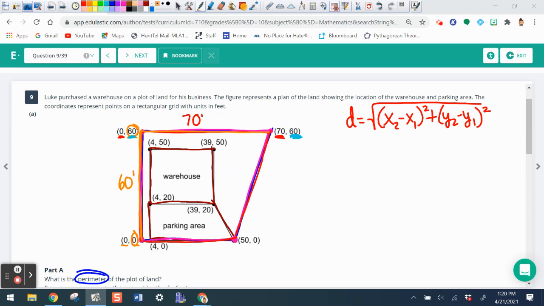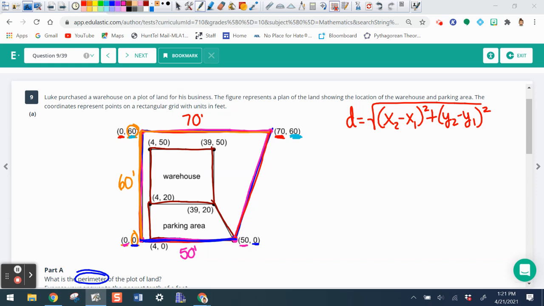Now, the other segment that we're going to be able to do that with is this one here on the bottom. So our task is to find the distance between these two endpoints. And again, if you notice our y values, there is no change there. So all we have to do is find the distance between our two x values. So the distance between 0 and 50 is, of course, 50 feet. So we just found 3 sides pretty quickly just by looking at the coordinates.